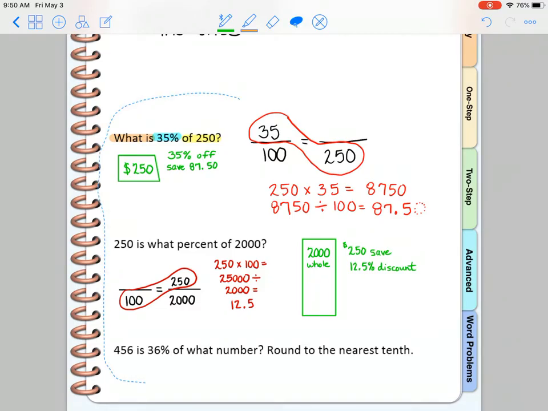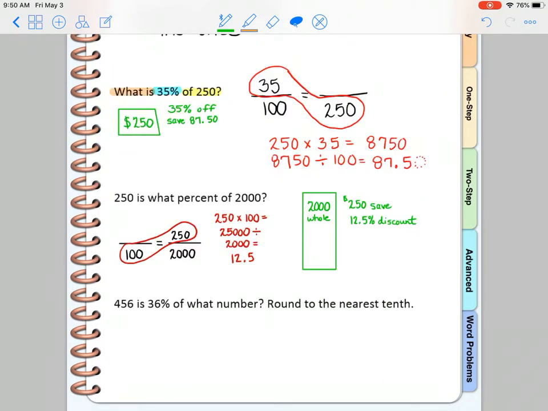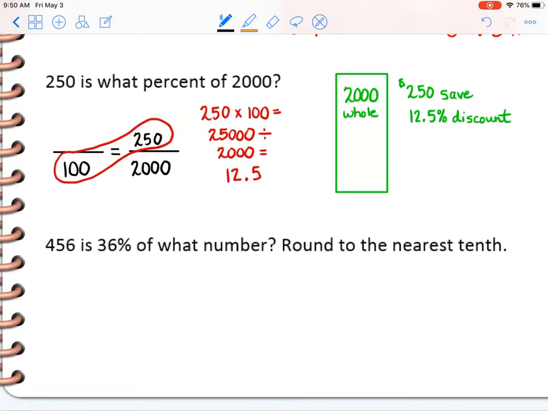Okay, to do this bottom one, I need to move my work up a little bit to give myself some room. So let's take a look at this third one. 456 is 36% of what number? Round to the nearest tenth. So the first thing I need is my proportion, if you're doing it this way. And we know that the 100 is built in. So my percent is 36. And I know that because of the percent sign.